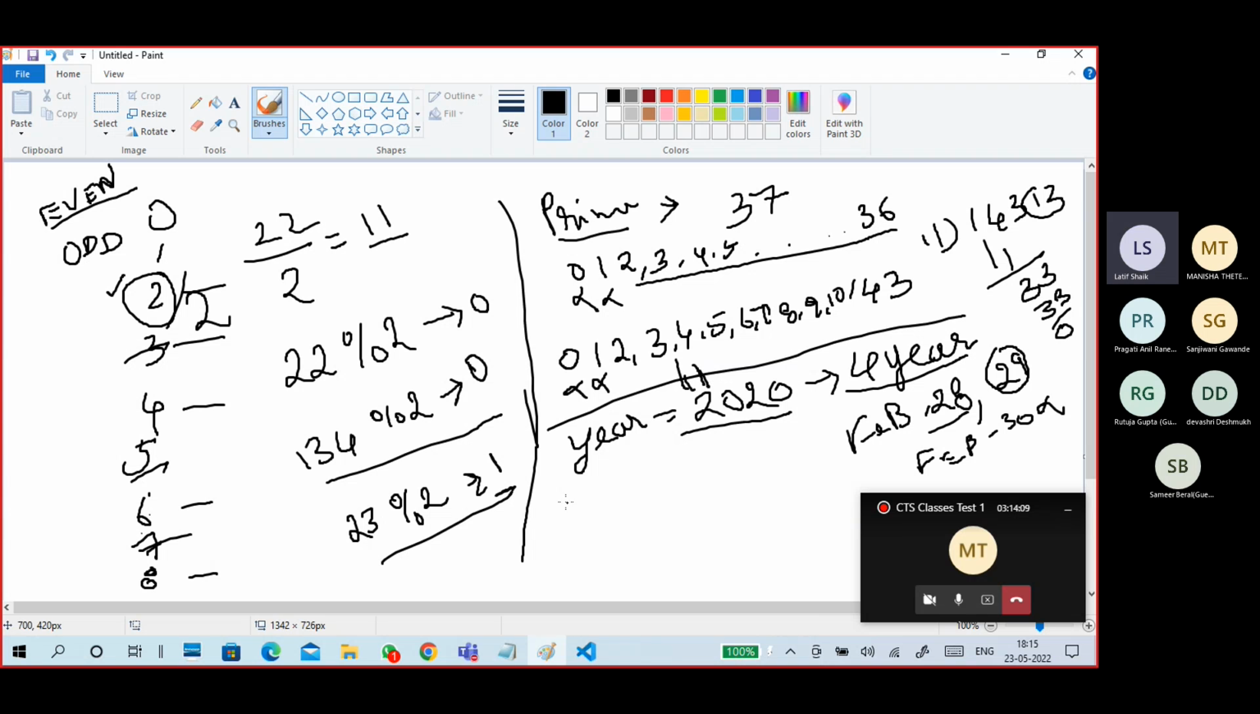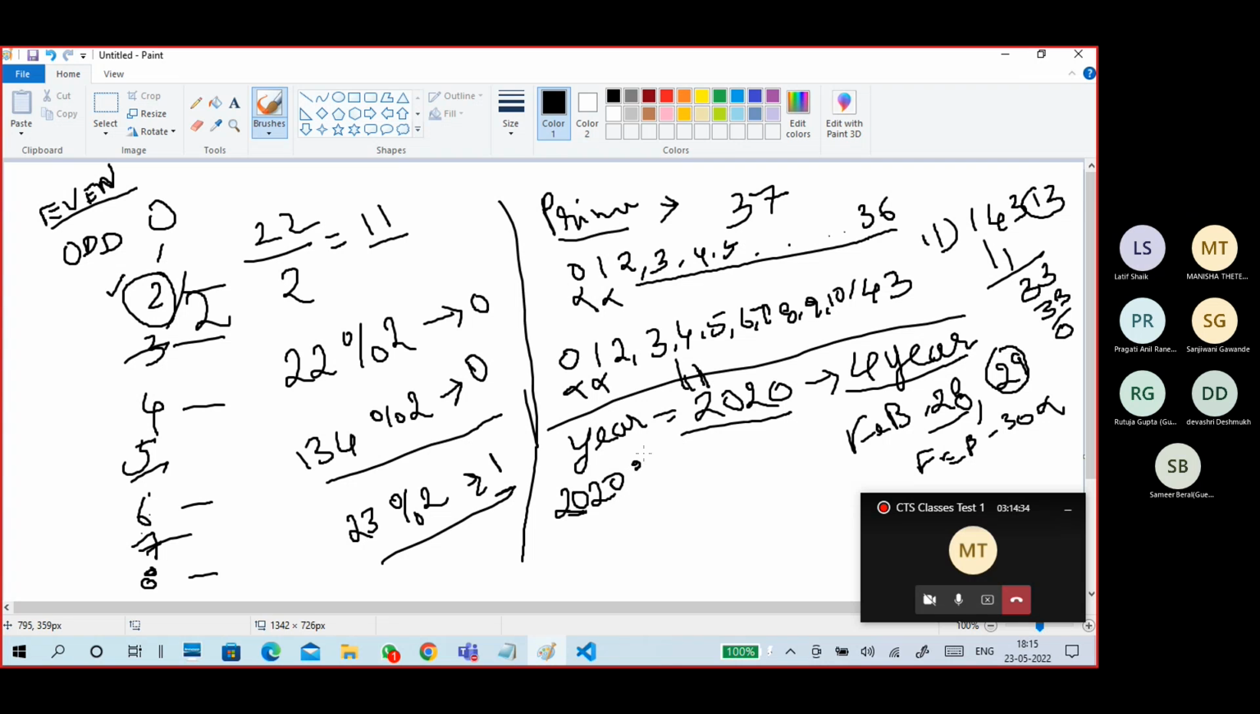So you take this 2020. Is it a leap year or not a leap year? We have to check it. First of all, divide it by 100. You got a result. Not this result, I am telling, the remainder must be 0.